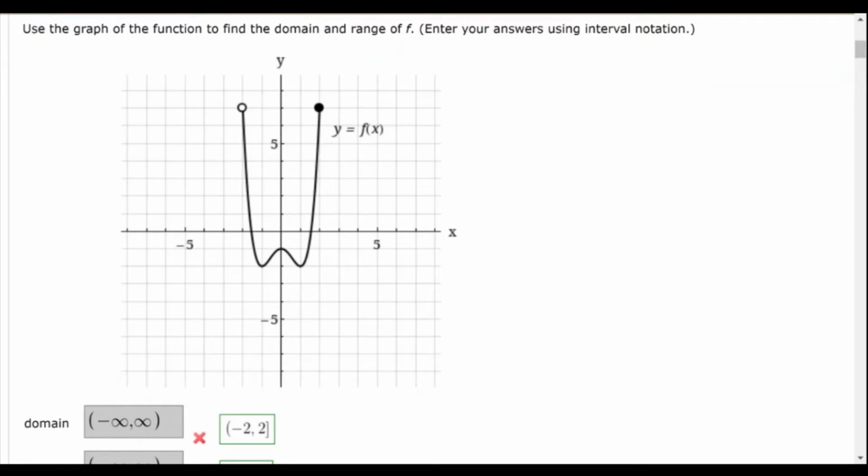So tell me, someone, what is the leftmost point? I know it's not included because it's an open circle, but what is the leftmost point if you had to figure that out? Negative 2, 7, right? Which number is the x, the -2 or the 7? -2. So we started from -2.